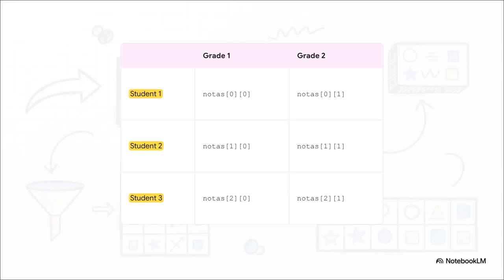We've got an array we'll call notas, which just means grades. We've defined it to have 3 rows, 1 for each student, and 2 columns for their grades. Now, to get to a specific grade, you need 2 coordinates, the row number and then the column number. So notas of 1, 0 lets us instantly pinpoint student number 2's first grade. It's like a coordinate system for your data.